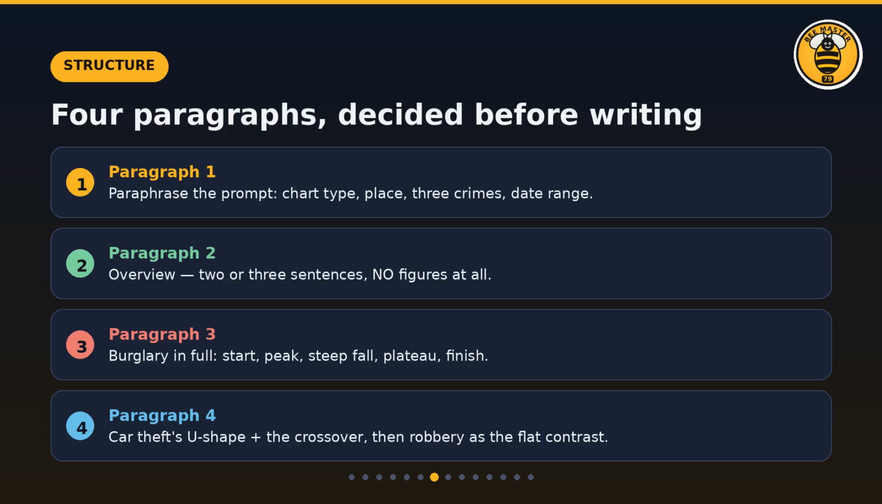That gives us a 4-paragraph plan. Paragraph 1 paraphrases the prompt. Paragraph 2 is the overview, 2 or 3 sentences, and critically, with no figures at all. Paragraph 3 covers burglary in full. Paragraph 4 takes car theft and the crossover, then uses robbery as the flat contrast. Grouping the 2 related lines together is what makes the comparison feel natural.